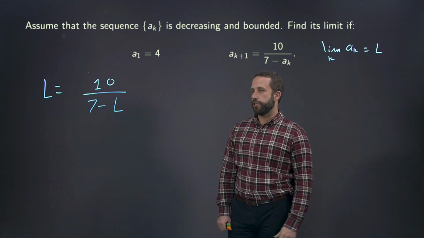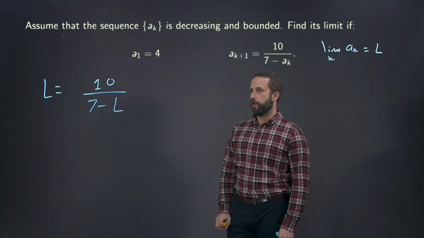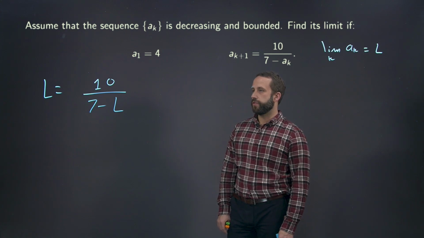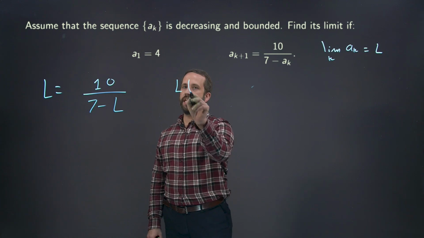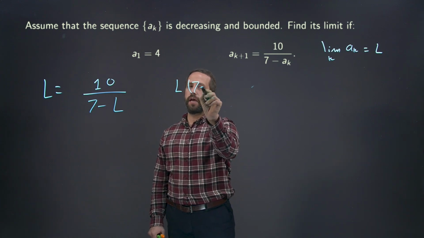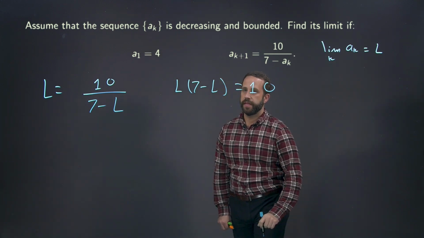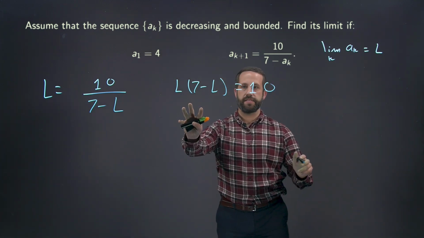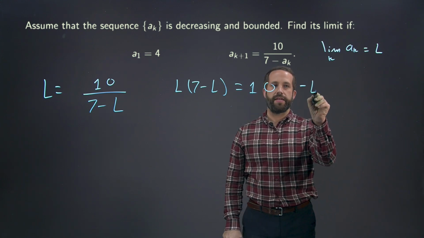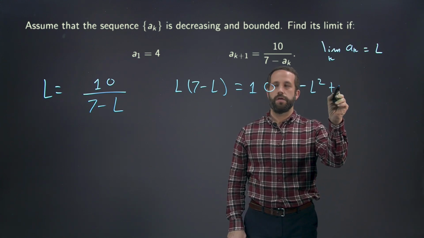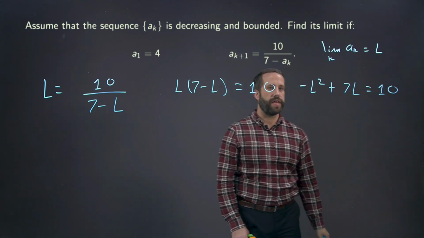So in other words, I'm going to get L is equal to 10 over 7 minus L. Now this is an algebraic equation, and I want to solve it for L. So the first thing that I'm going to do is multiply both sides of the equation by 7 minus L. And this gives me L times (7 minus L) is equal to 10. I'm going to distribute, and it's going to give me minus L squared plus 7L is equal to 10.